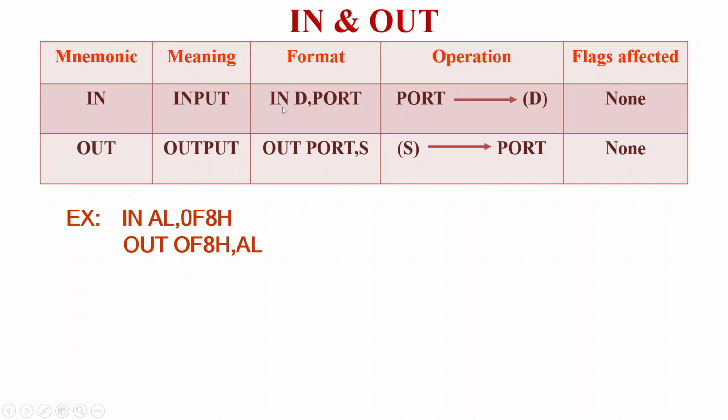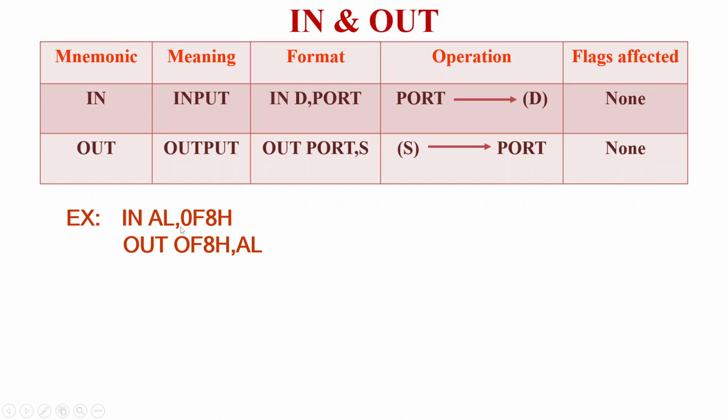Format is IN D comma port. You are giving the input from the port to the destination. Here flags are unaffected, and the second instruction is OUT, meaning output. How the format is here: OUT port comma source. So the content of the source is given to a port register. Here the flags are unaffected.